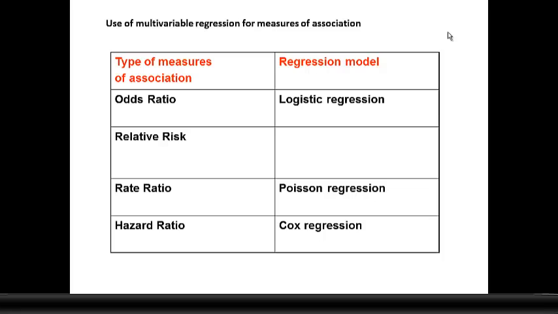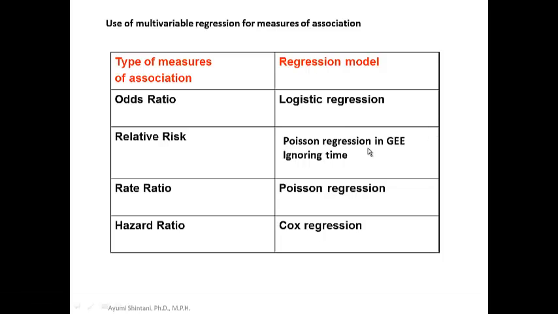And surprisingly, there is no common choice of regression for relative risk. Although we can use Poisson regression, ignoring the time, to compute relative risk. So in the next video, we are going to learn how to perform Poisson regression for the rate ratio. I will also show you how to use Poisson regression to compute relative risk. And GEE, generalized estimating equation, is a special technique to handle the assumptions of Poisson regression. So we will be talking about this in detail in the next video.